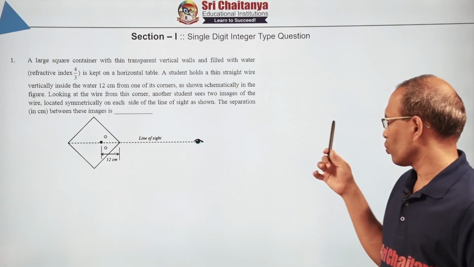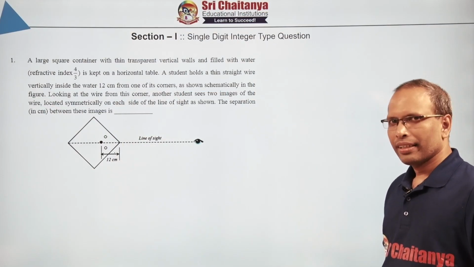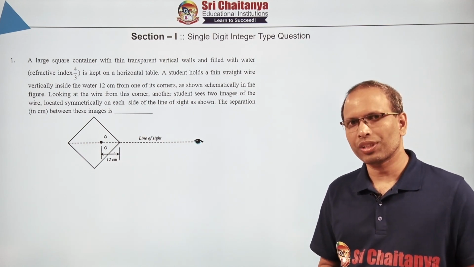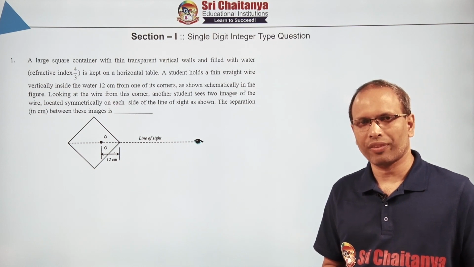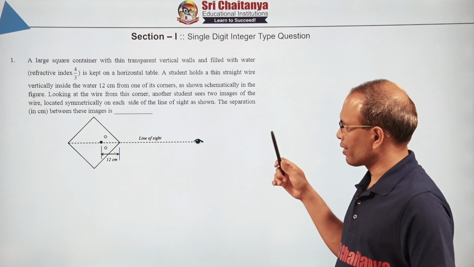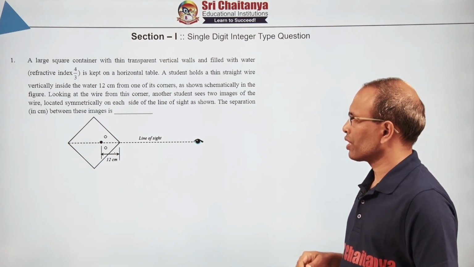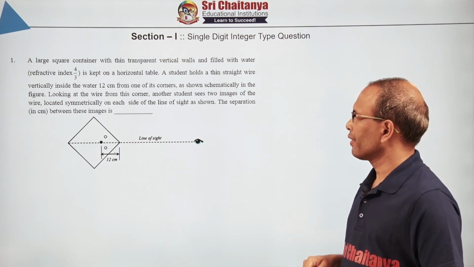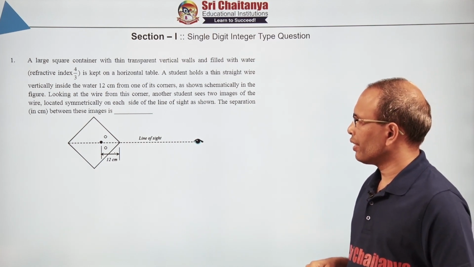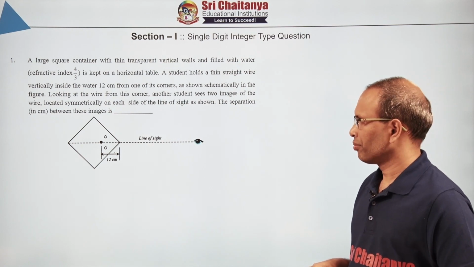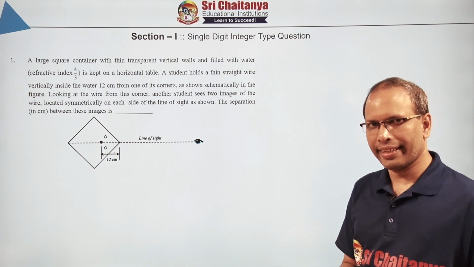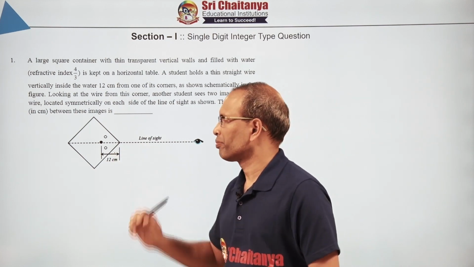This is question 1. This question is based on refraction. Of course, by looking at the question, you might have understood that. In this question, they are saying there is a large tank which is filled with water and a straight wire is held vertically inside the water. Now suppose this is the cross sectional view. This is the object, suppose.